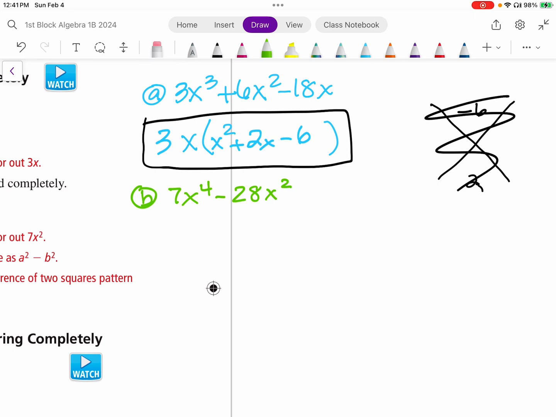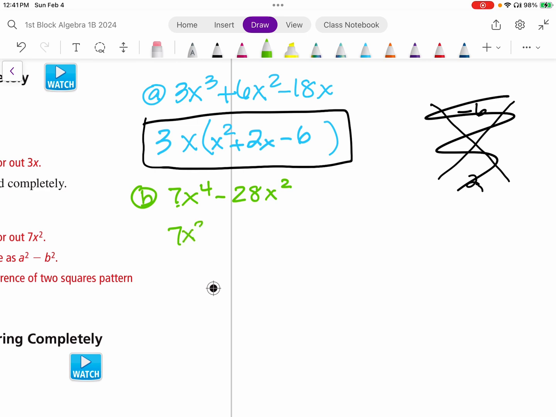X squared is a perfect square. X to the fourth is a perfect square, but 7 is not, and 28 is not. So let's see if we can factor out a greatest common factor first. 7 and negative 28, those both have 7 as a common factor. 7 times 1 is 7, 7 times 4 is 28.